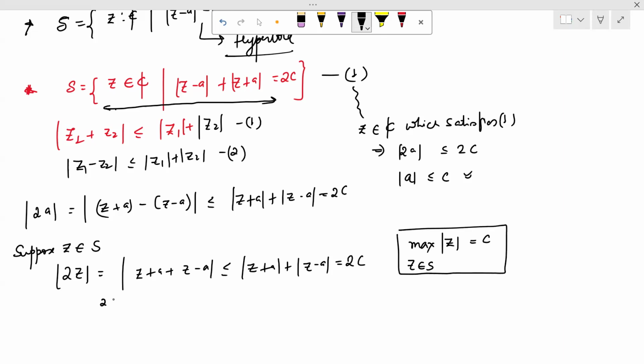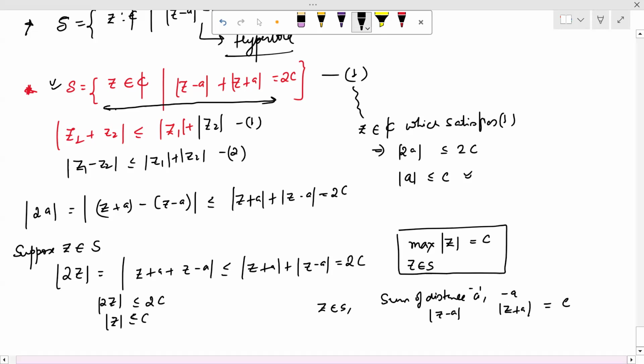From here it is quite evident that modulus of 2Z is less than or equal to 2C, and it implies that mod Z should be less than or equal to C. So if Z belongs to this set S, then the maximum value of modulus of Z can be C. Is that clear? Yes. And not only this, if Z belongs to S, then the sum of the distance from point A, which is modulus of Z minus A, and the distance from minus A, which is modulus of Z plus A, is equal to 2C.